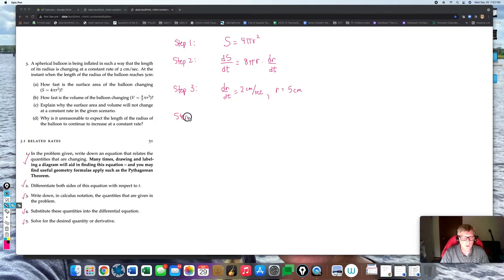What are we going to do with all this? Step 4. Now's your chance to pause. Okay. Substitute these things here. Right, so we need to know that we're going to plug 5 centimeters in for r. And yes, I'm putting the units in on purpose. And we're going to put the 2 centimeters per second in for our dr/dt.